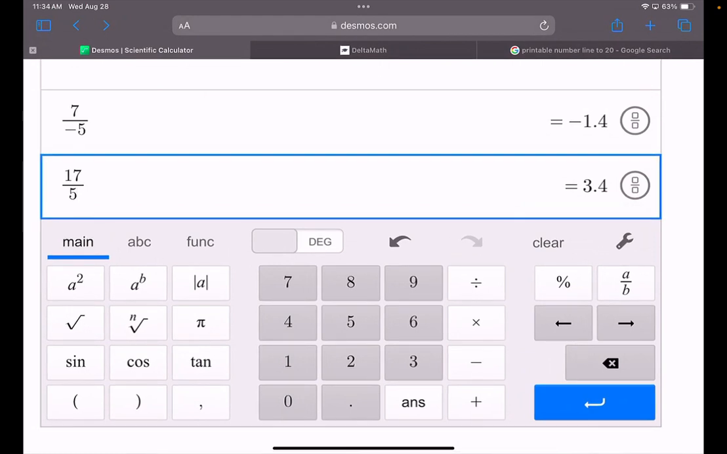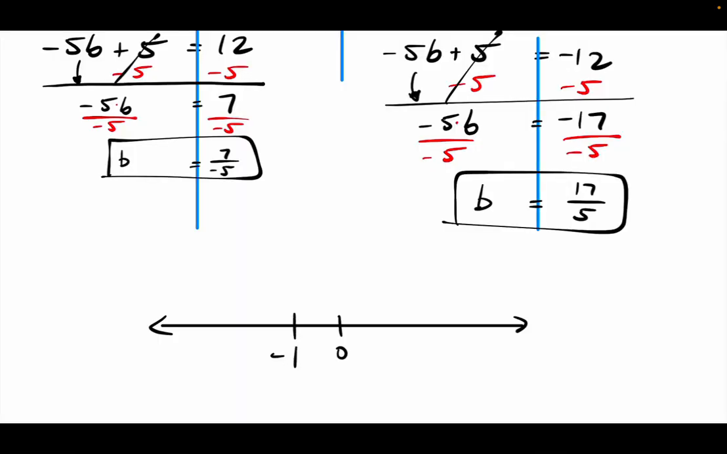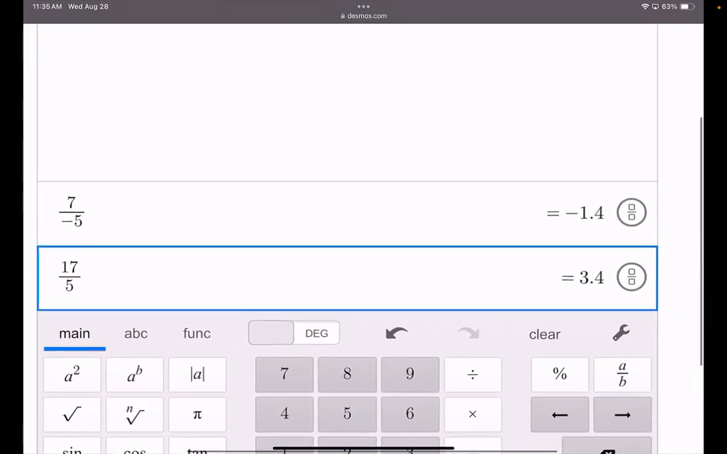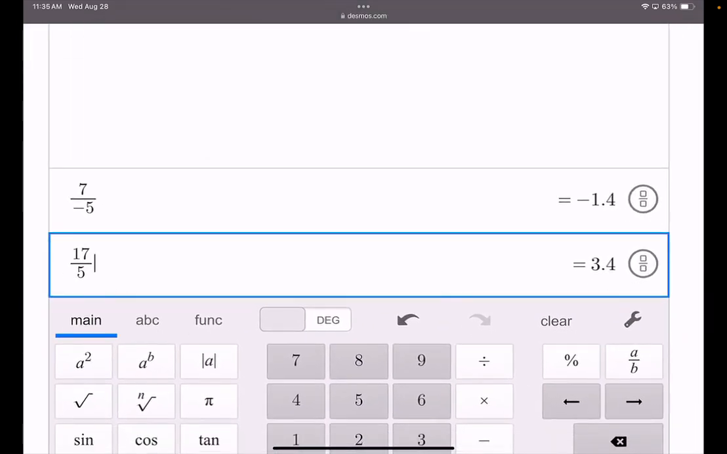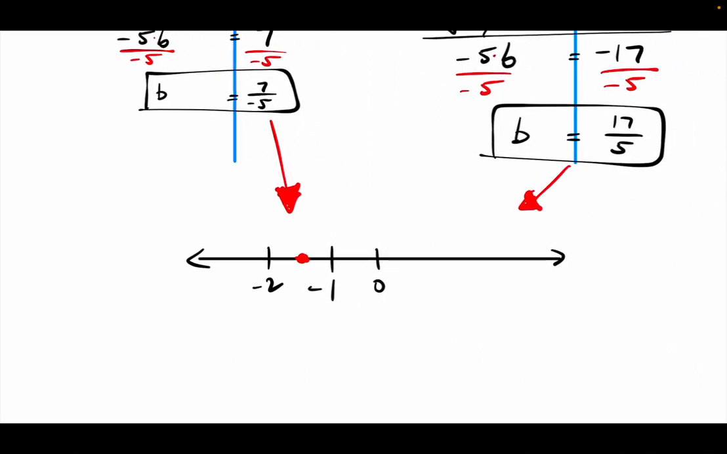So negative 1.4 is between negative 1 and negative 2. That's where the dot's going to go, kind of in the middle. 17 divided by 5 was 3.4. That's between 3 and 4. 1, 2, 3, 4.